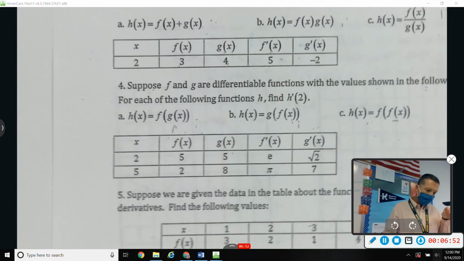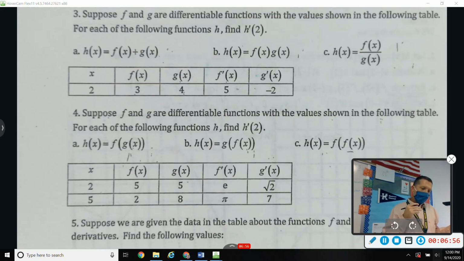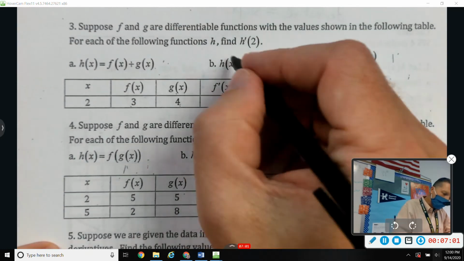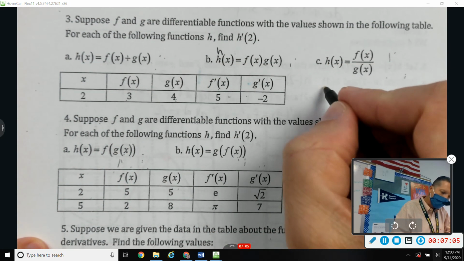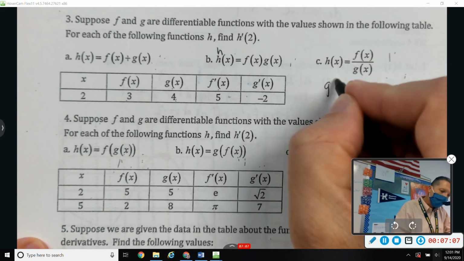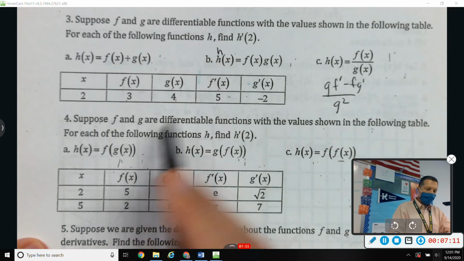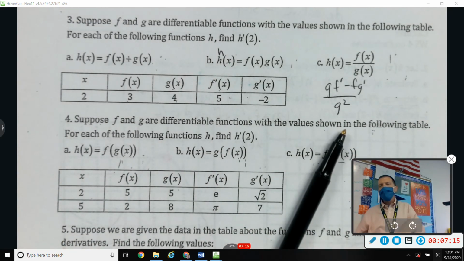On the back, it's the same kind of stuff. It's just now instead of graphs, you've got tables. So like on number 3B, actually let's do 3C, because that's a quotient rule. g f prime minus f g prime over g squared. But you got everything in the table. So go to the table, fill in the pieces, and just be careful. You know enough. Good luck.